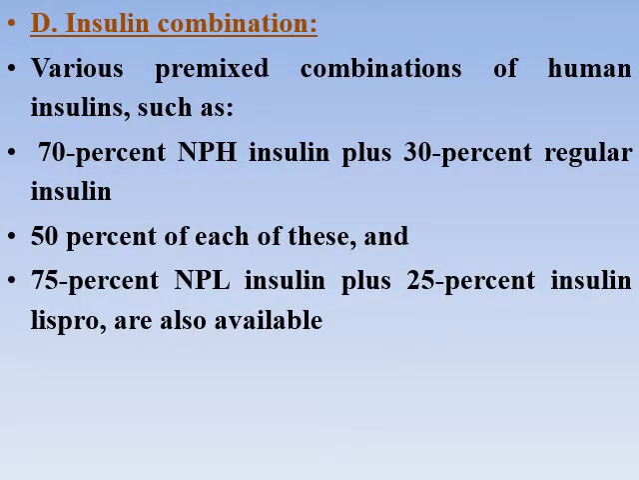Also, we have different combinations of insulins. For example, we have 70% of NPH, the intermediate acting insulin, plus 30% of regular short acting insulin, or 50% of NPH plus 50% of regular insulin, or also another intermediate insulin, 75% of neutral protamine lispro insulin plus 25% of insulin lispro. All these are available in the market.